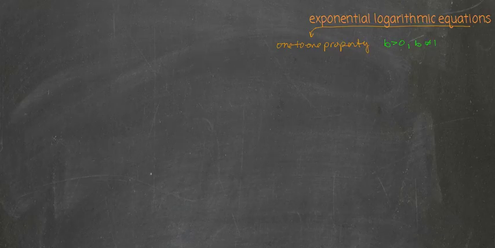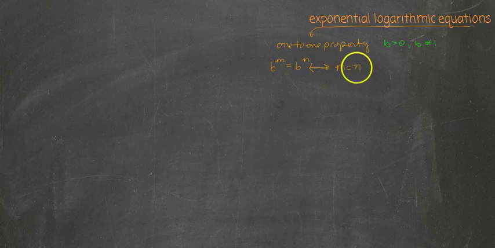So the one-to-one property for exponentials says that if I have any base raised to a power and it's equal to the same base raised to another power, this can only be true if m equals n. If and only if m equals n. And in fact, the "if and only if" means that it's a two-way street.